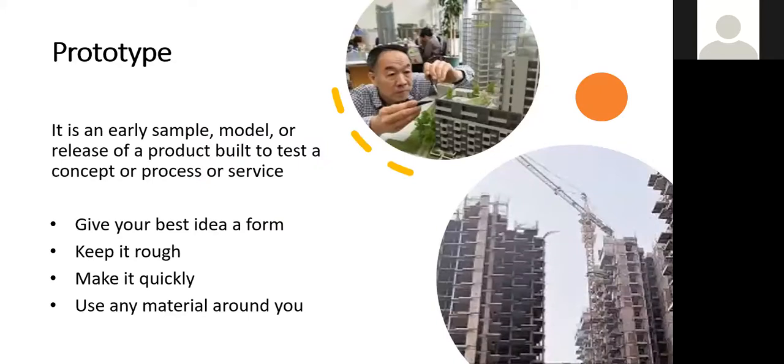Now, in order to create a prototype, so that becomes the part of your end product, you have to understand these features which you want your product and services should have. So what you should do, give your idea the best form, then keep it rough. You don't have to keep it the right shape and size which your real product might look like, but at least you make something which is very quick and which is very rough. Use any material around you.